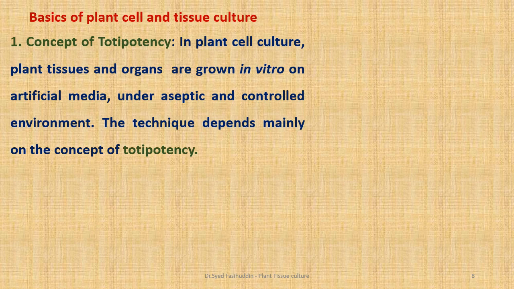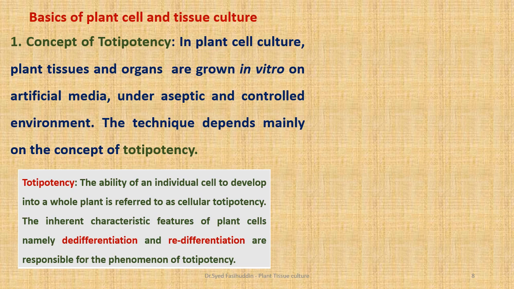Now let us try to understand the basics of plant cell and tissue culture. The first one is the concept of totipotency. In plant cell culture, plant tissues and organs are grown in vitro on artificial media under aseptic and controlled environment. This technique depends mainly on the concept of totipotency. The ability of an individual cell to develop into a whole plant is referred to as cellular totipotency. The inherent characteristic features of plant cells, namely dedifferentiation and redifferentiation, are responsible for the phenomenon of totipotency.